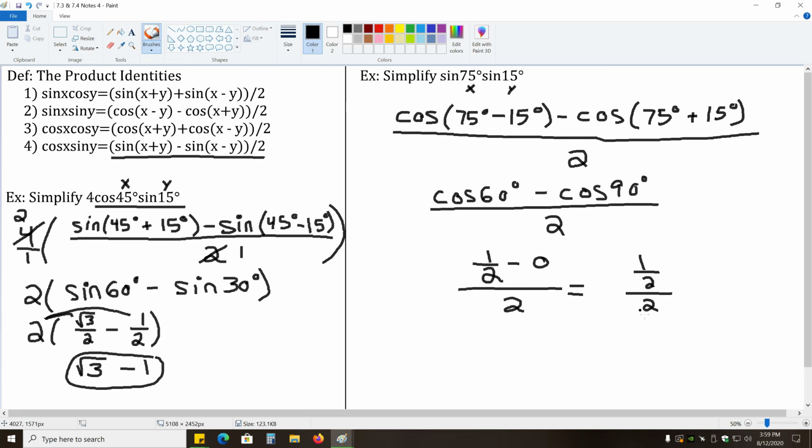And to simplify this, we can put this 2 over 1, which has us now dividing a fraction by another fraction. And remember, whenever you're dividing two fractions, you copy the first one, the 1/2, and instead of dividing, you change it to multiplying by the reciprocal of the second one. So we get 1/2 times, instead of 2 over 1, 1 over 2. So we get 1 times 1 is 1, over 2 times 2 is 4. So sine of 75 degrees times sine of 15 degrees is 1/4.